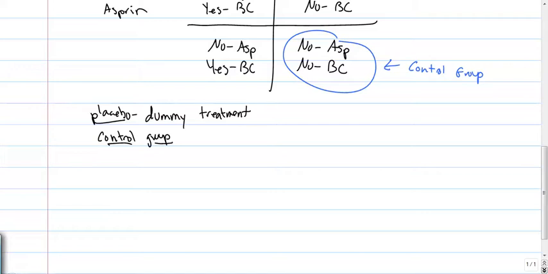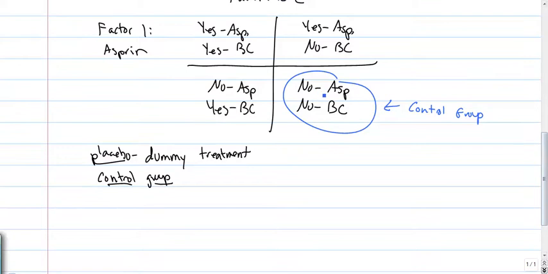The control group helps us eliminate lurking variables. It allows us to compare the results that we get from the other treatments to there being no treatment. And that kind of leads us into our discussion of what the 3 principles of good experiment design are.